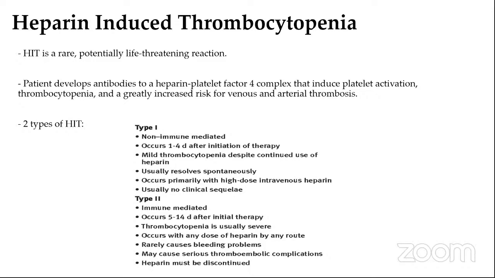Type 2, which is the more severe form of heparin-induced thrombocytopenia, is immune-mediated, and classically it happens on the 5th day post-op up to the 14th day post-op. The thrombocytopenia is very severe compared to type 1, and occurs with heparin by any route, any dose and any route. If you notice, type 1 needs a high dose of IV heparin, but type 2 can happen with any dose, any route. Usually type 2 does not cause bleeding problems, but it causes very serious thromboembolic complications. And obviously, you need to discontinue heparin.